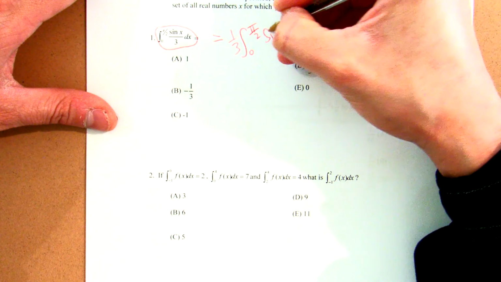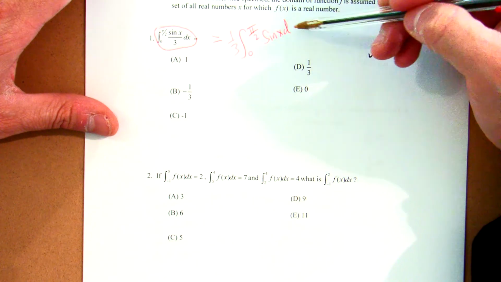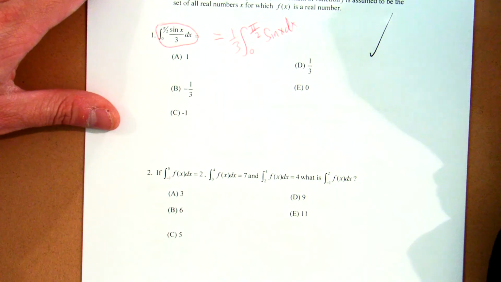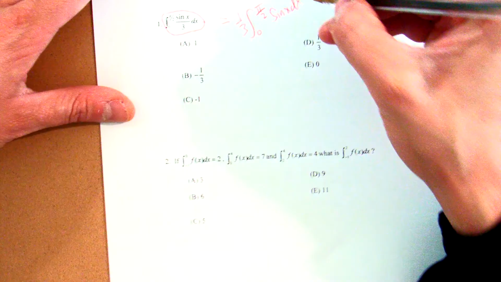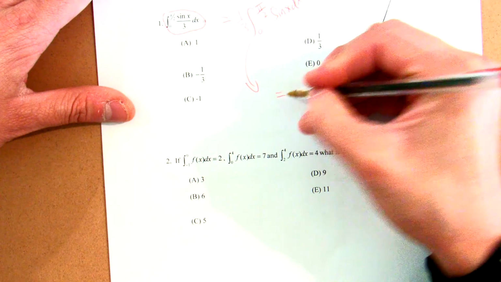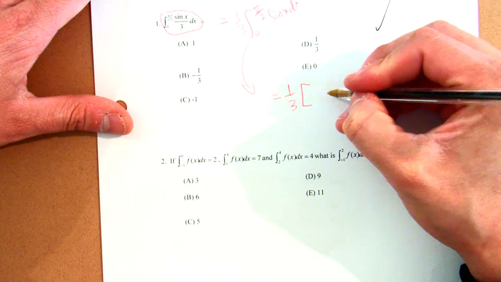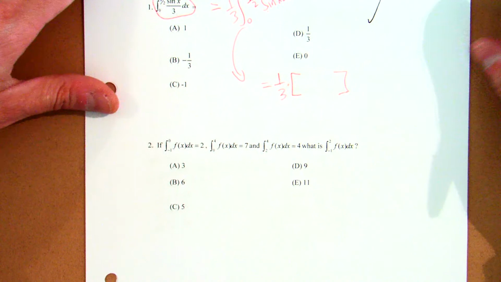So then you just have the integral from 0 to pi over 2 of sine of x dx, and when you find the final answer, just multiply that times the 1/3. The antiderivative of sine is negative cosine. So we get negative cosine, times 1/3. So now we're going to put the antiderivative inside the brackets here, and then we're going to move forward.